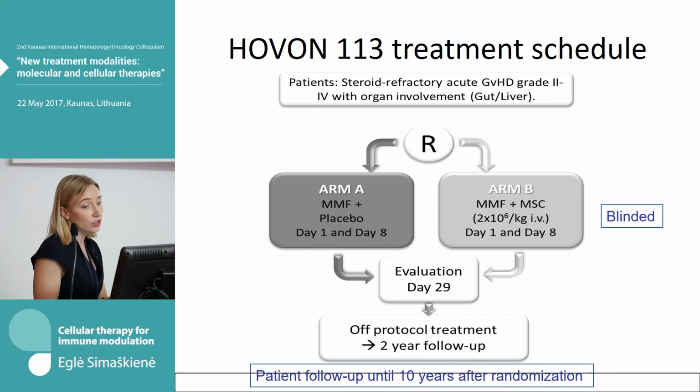So the treatment schedule, as I said, had patients who have steroid-refractory acute GVHD, grade 2 to 4 with organ involvement. And there are 2 arms. In arm A, we have patients with mycophenolate mofetil and placebo on day 1 and day 8. And in arm B, we have patients with mycophenolate mofetil and mesenchymal stem cell infusion on day 1 and day 8. They get 2 times 10 to the 6 per kilogram body weight mesenchymal stem cells.